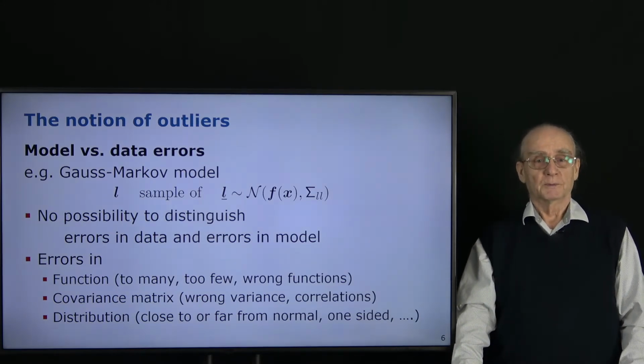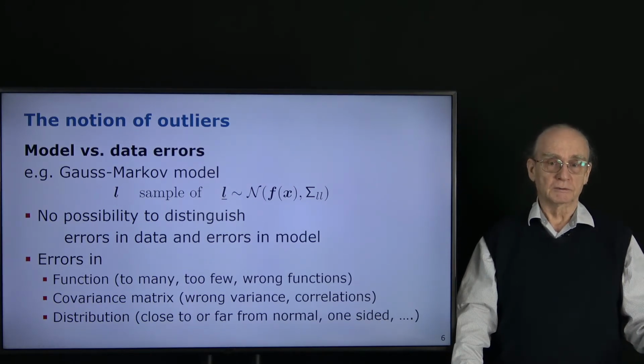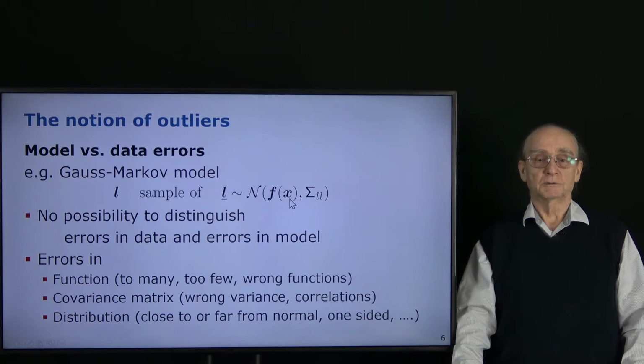So we will not be able to distinguish between the errors in our observed values and this model which we have written down here. So that's the first thing. We have to be careful when we talk about outliers. We talk about errors in the observed values.